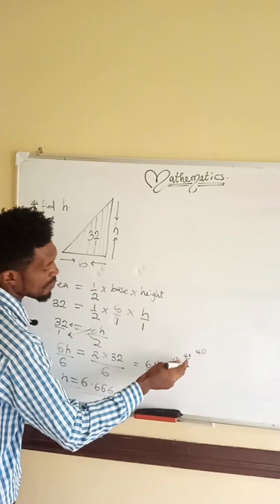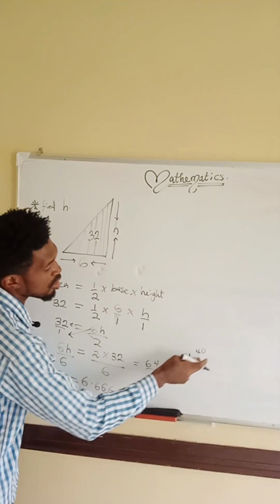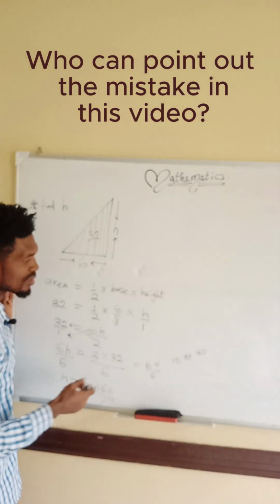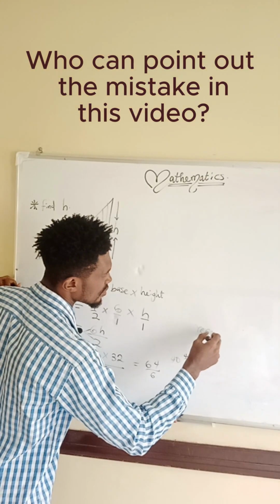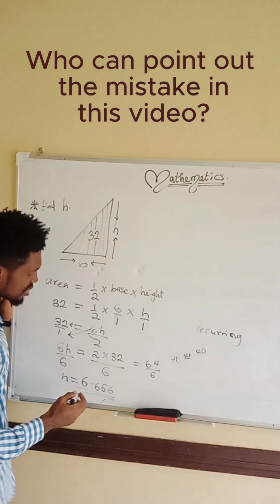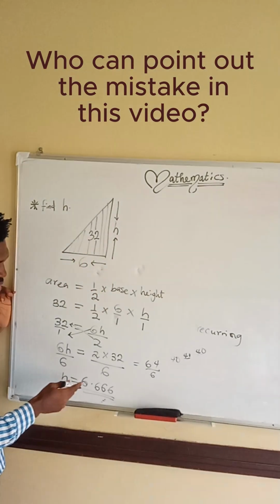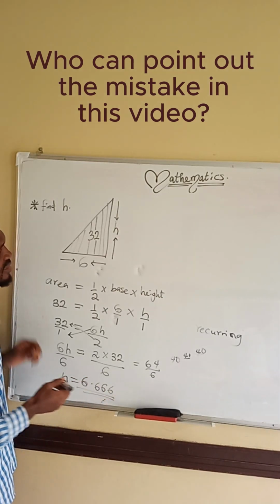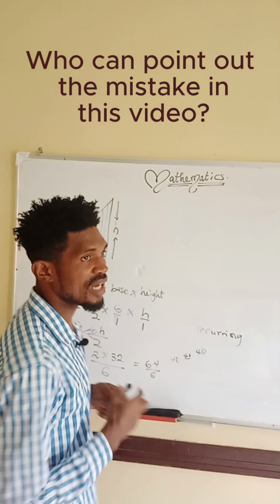This is a type of decimal we call a recurring decimal, because it keeps on repeating itself. So this is our final answer. Our h is 6.666.